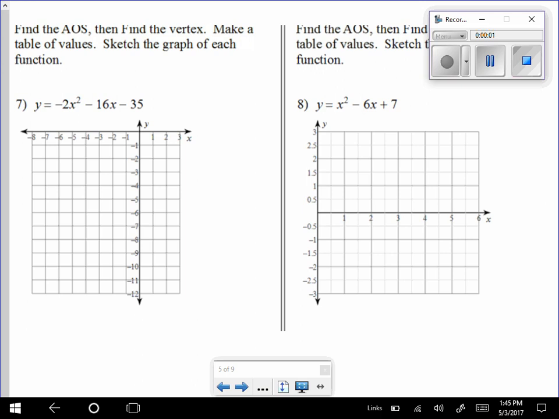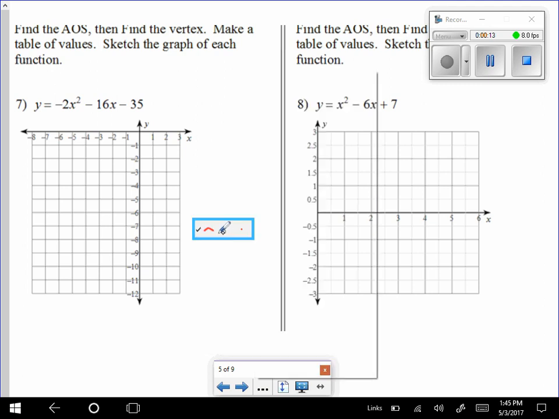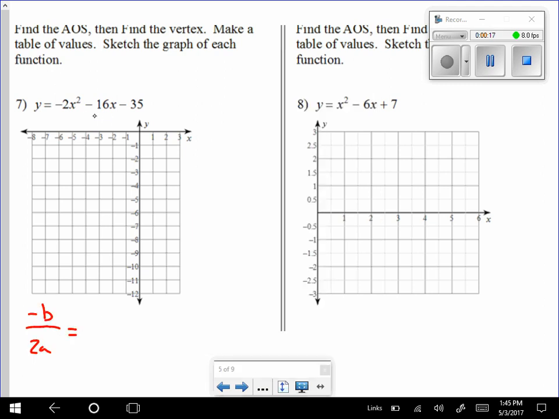We're going to start, and with these, we're looking at our standard form, on number 7. So we want to use negative b over 2a. The opposite of b would be positive 16, because we have a negative 16 there, and then 2 times negative 2. So we would have 16 over negative 4, which would give us negative 4.